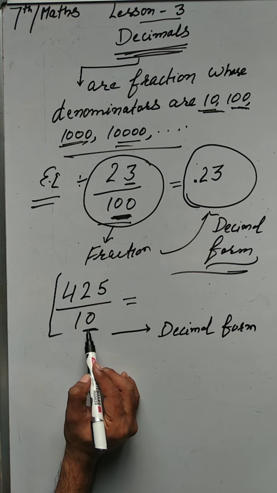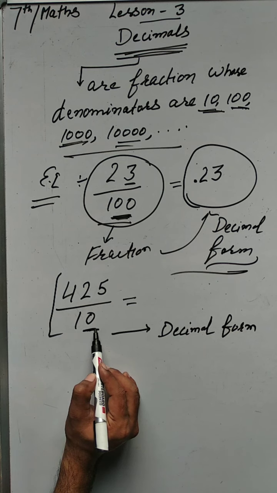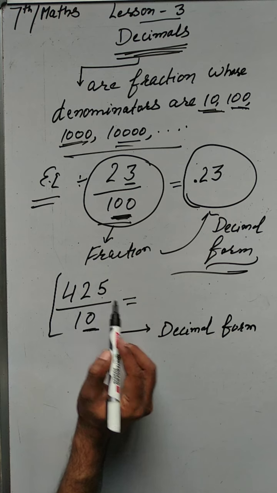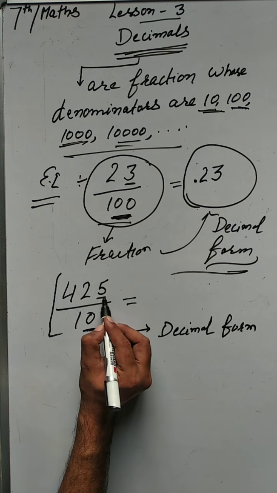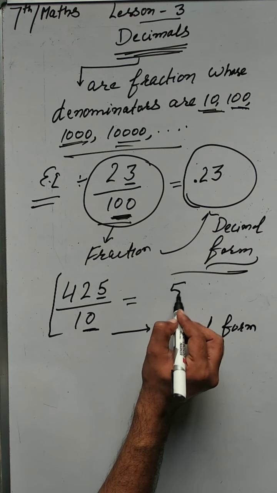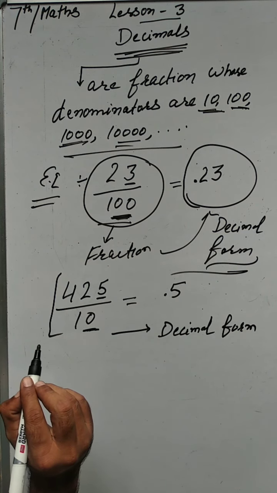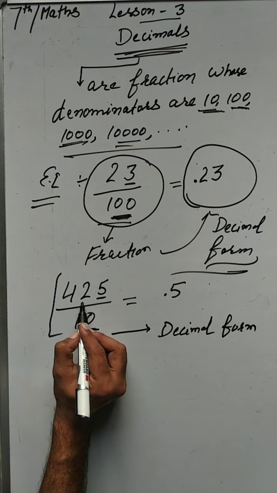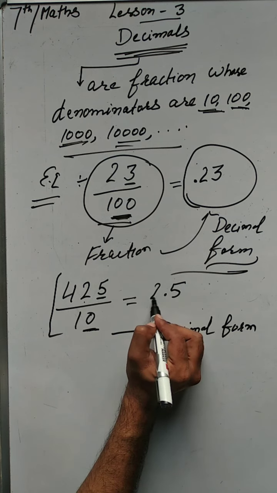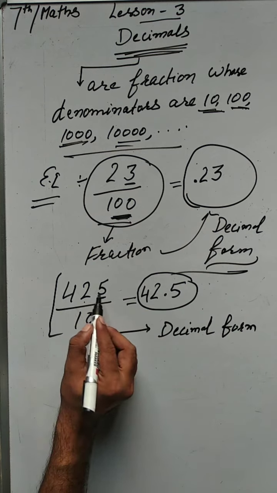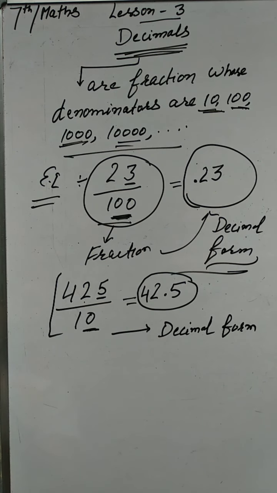So, when you have to write a fraction as a decimal, 1 zero is there. So from the left hand side leave 1 digit. First digit is 5. Leave it. Then your decimal will be here. Okay. And place the other 2 digits as they are, 2, 4. So this is the decimal form of 425 upon 10.